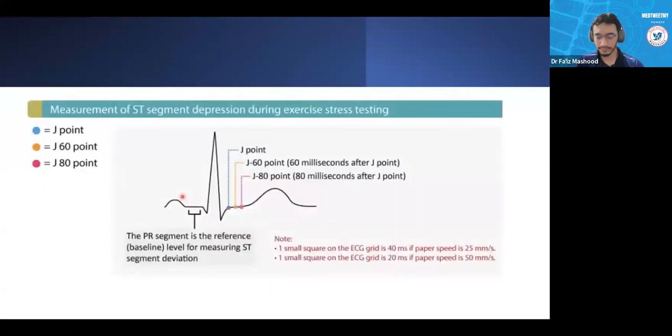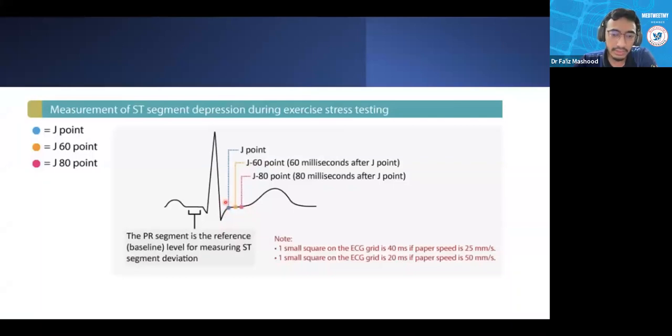Okay, we go to the next slide. I think this is a figure that is easier to understand. So first of all, we need to know where the J point is. The J point is the intersection between the S wave and the start of the ST segment. So this is the ST segment, and this is our S wave. The intersection is the J point.